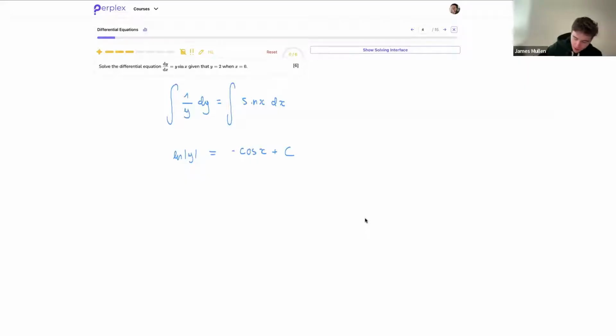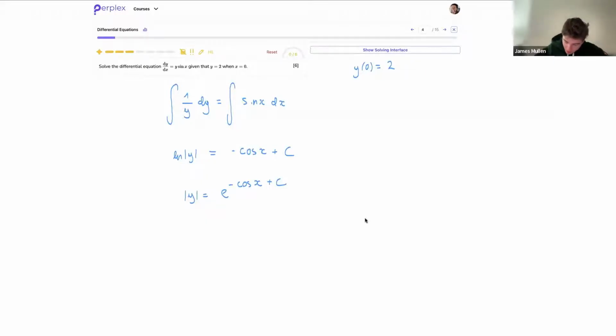Okay, so now how do I isolate y? Well, I raise both sides in base e. So I get the absolute value of y is equal to e to the negative cos of x plus c. Okay, so that's what I have so far. And then I can apply my initial condition, right? I should have y of 0 is equal to 2. So let's plug that in.